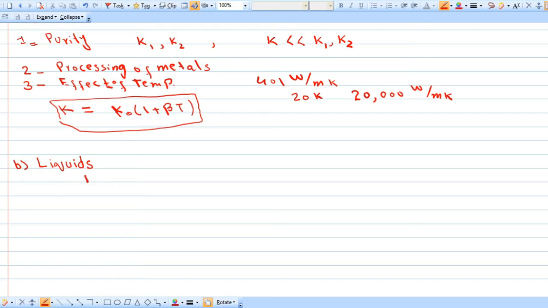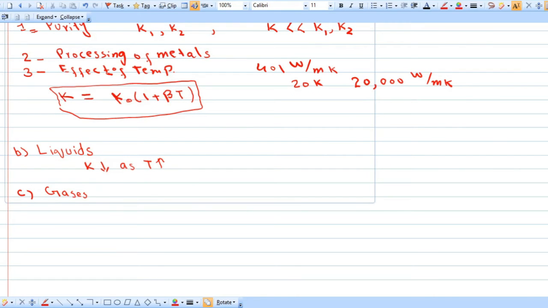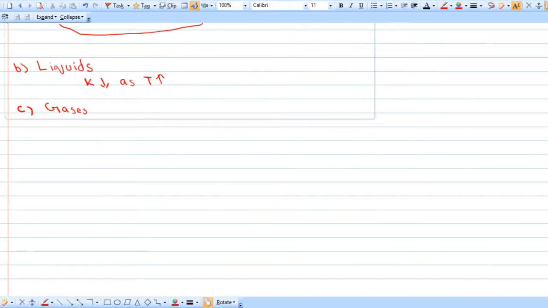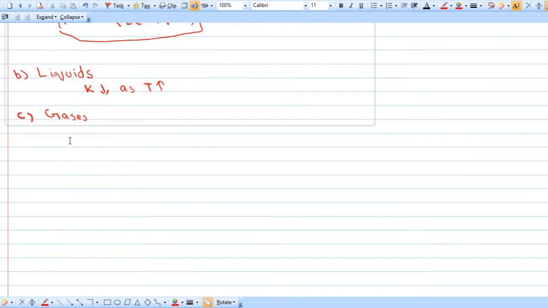So, thermal conductivity goes down as temperature goes up for liquids, and for gases, thermal conductivity of gases increases with the increase of temperature. This is because as we increase the temperature, the kinetic energy transfer to the neighboring molecules is increased.